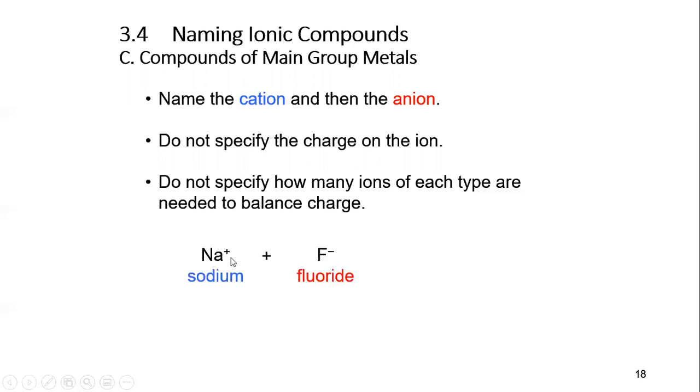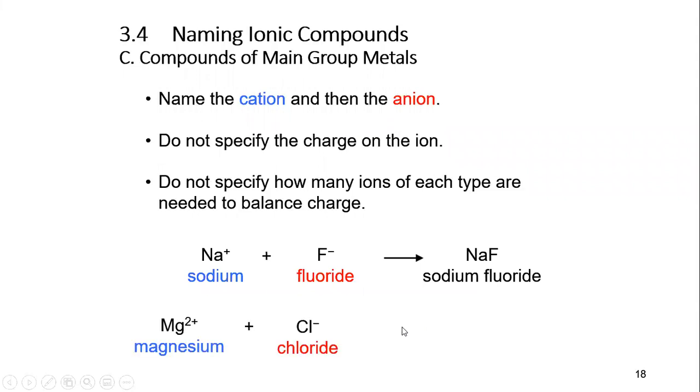So it's sodium and fluoride. Since it's a +1 and a -1, this becomes sodium fluoride. So it's just the name of the cation and the anion. That's it. Nothing else you need in the name, because sodium is a group 1 metal. Magnesium and chloride, when we add them together, we get magnesium chloride. Again, just the name of the cation and the anion.